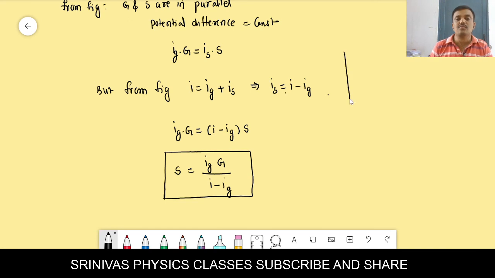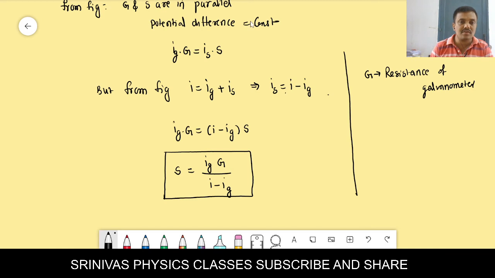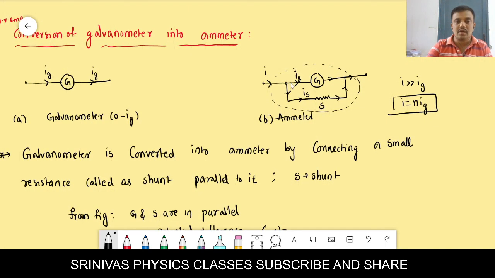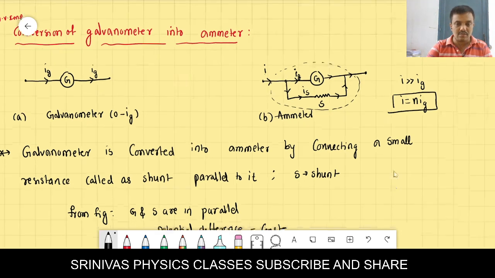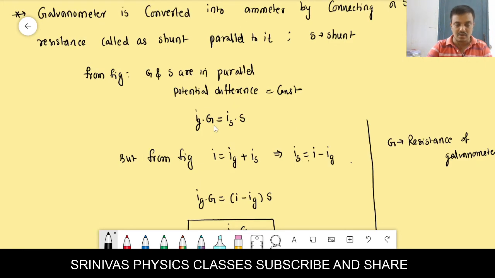Now let us discuss a few words related to this. What is capital G? Capital G is the resistance of the galvanometer. What I wrote here: potential difference is constant. Potential difference across the galvanometer, how can we find it? Current through the galvanometer into resistance of the galvanometer. Potential difference across the shunt, how can we calculate? Current through the shunt into shunt resistance, because the potential difference formula according to Ohm's law is current into resistance.